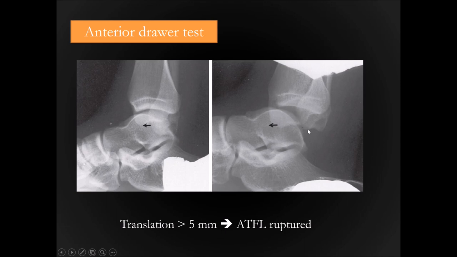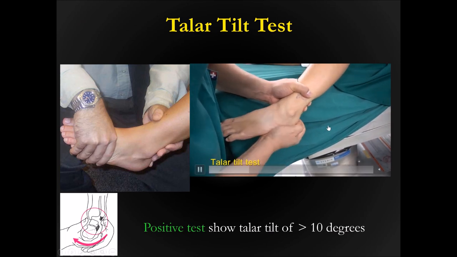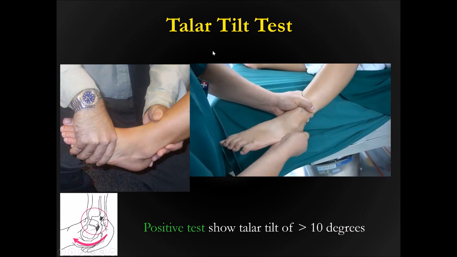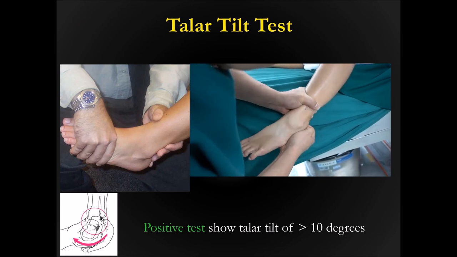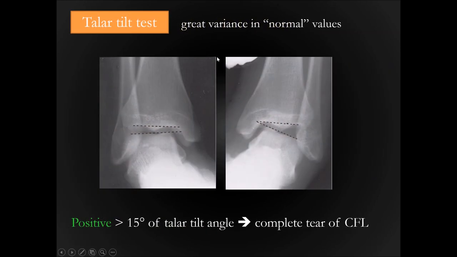X-ray can help, because with X-ray you can measure. If you just pull, you just have the feeling, right? But if you have X-ray, you can document how far. Okay, another thing is the talar tilt test. Okay, the talar tilt test, you test the calcaneofibular ligament. Anterior drawer test, you are testing the anterior talofibular ligament, ATFL. Talar tilt test, you are testing the calcaneofibular ligament, CFL. Okay. Good. If you have tilt more than 15 degrees, that means you have a calcaneofibular ligament injury.